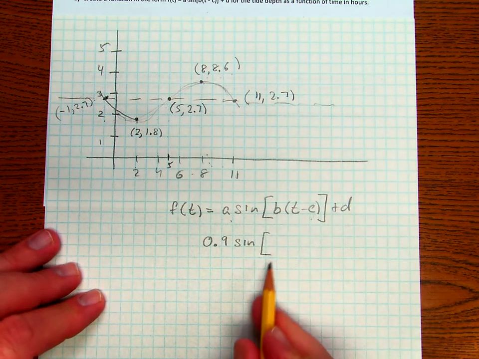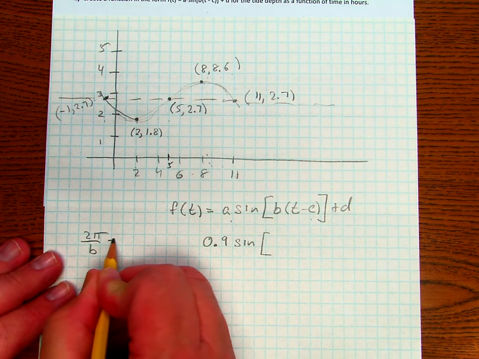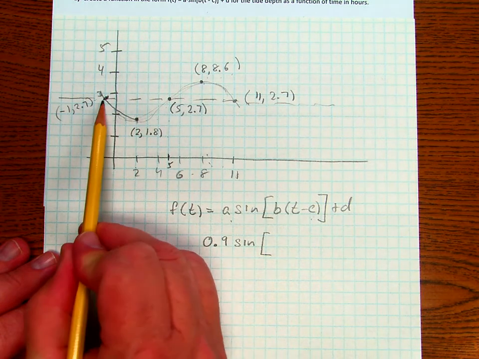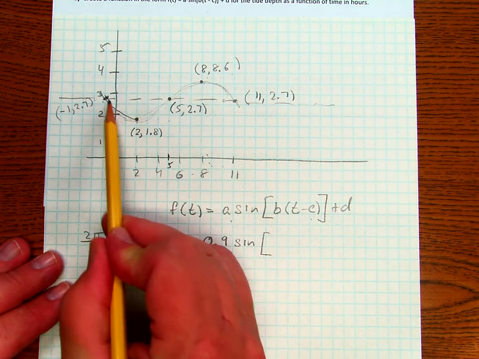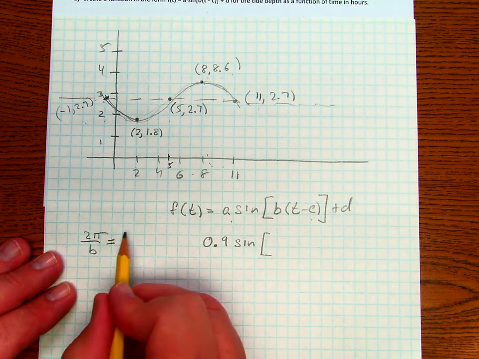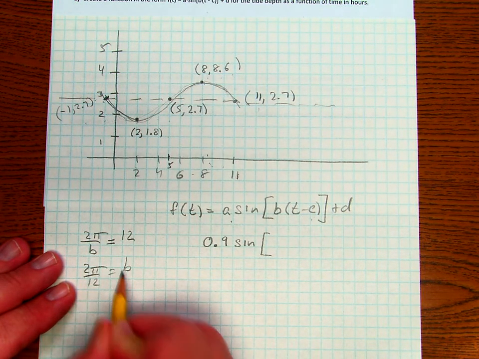Two pi divided by the b term has to give us the total period of the graph. So we went from a -1 to a positive 11. That defines one full period of the graph. -1 to positive 11 is a grand total of 12. So 2 pi over 12 equals b. B is pi over 6.